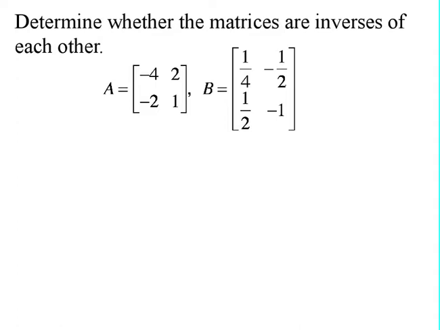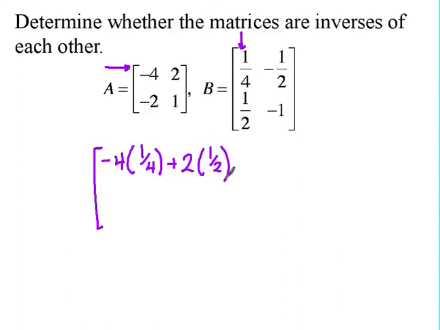Remember how I multiply. First of all, I have to check. These are both 2 by 2s, so can I multiply them together? Yeah, and I'm going to get a 2 by 2. I start with row 1 times column 1: -4 times 1/4 plus 2 times 1/2. Then row 1 times column 2: -4 times -1/2 plus 2 times -1.